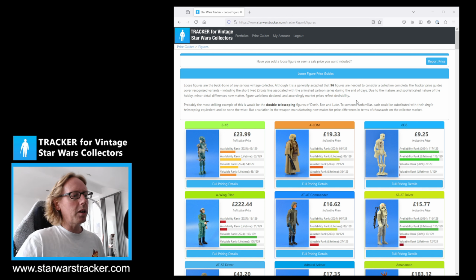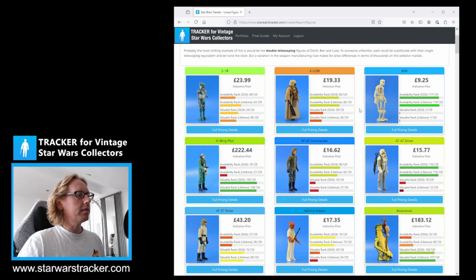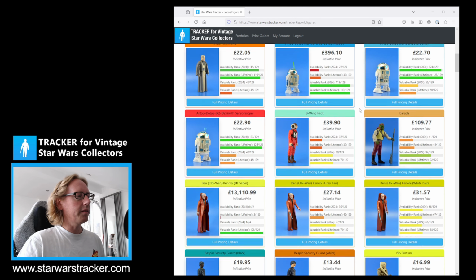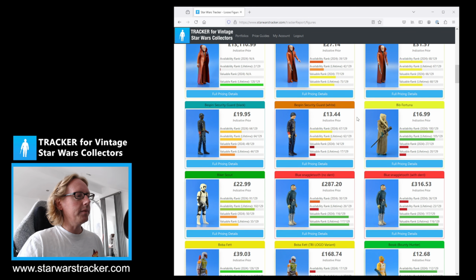But there's actually a bit over 120 figures that Star Wars Tracker tracks, and so those include things like a vinyl cape Jawa, the Lando Calrissian with the smile and without the smile. So just a couple of the more generally recognized variants. They make up the full set of figures that are tracked in Star Wars Tracker. So on this screen here, you can scroll through and you can see all of those figures, and you get just very basic pricing information at this point.